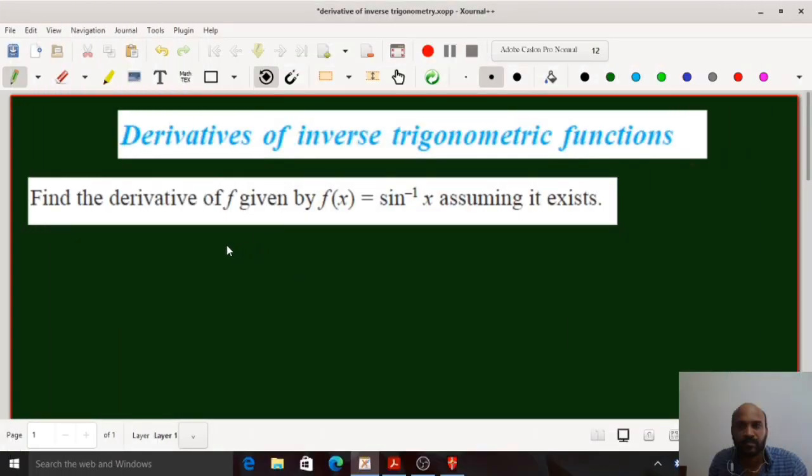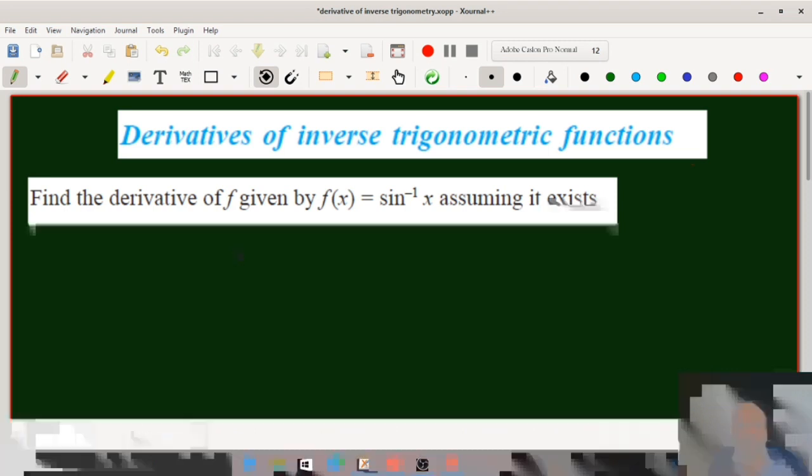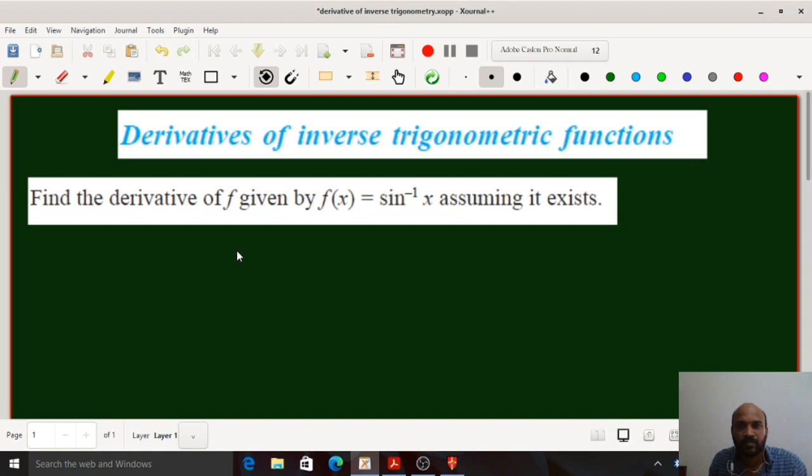We are going to study a new topic, that is derivative of inverse trigonometric functions. That means we are going to find derivative of sine inverse of x, cos inverse of x, tan inverse of x, cot inverse x, sec inverse x and cosec inverse x. Consider the first one, f of x equal to sine inverse of x. We want to find its derivative.